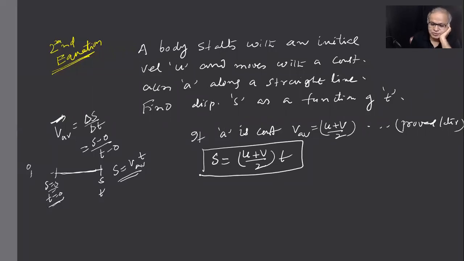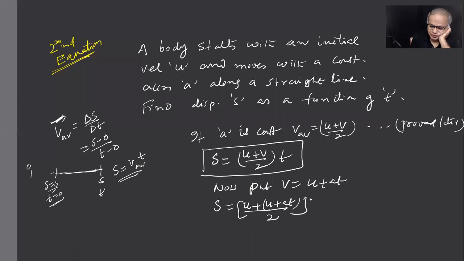I'll show you problems. Now, put v equals u plus at. What do I get? S equals u plus u plus at by 2 into t. Right? That is 2ut plus at square by 2.